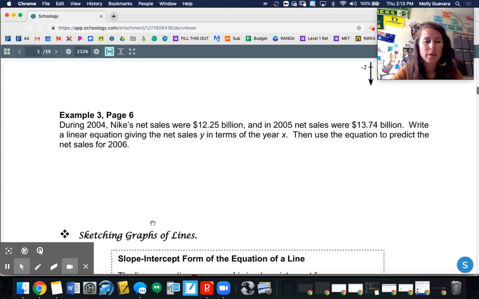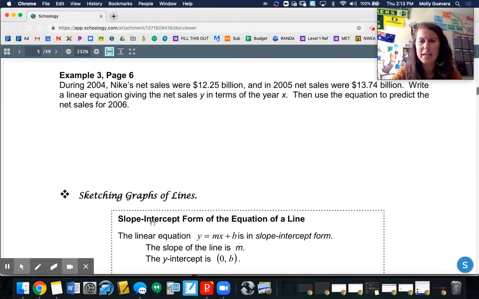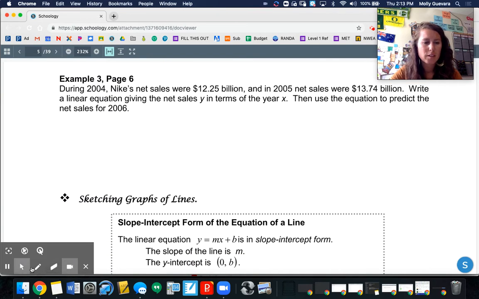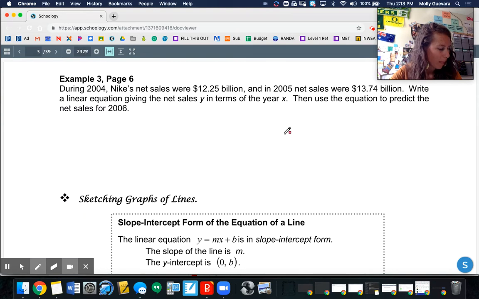Oops, that's not what I want. So example 3 is all about Nike. You know, my home state there. So this says, during 2004, Nike's net sales were $12.25 billion. And in 2005, net sales were $13.74 billion. Write a linear equation given the net sales y in terms of the year x. Then use the equation to predict the net sales for 2006.